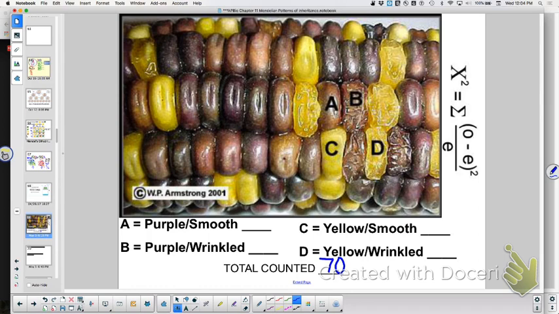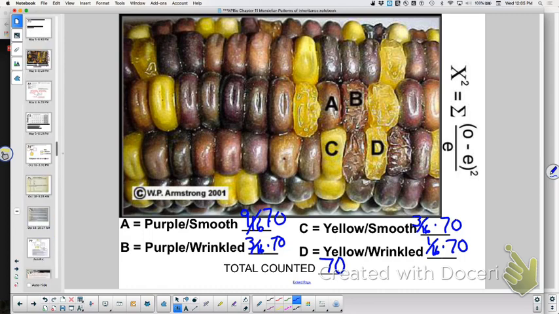So if this is a dihybrid cross because you have 4 different phenotypes showing, what would you expect here? 9/16 times 70, right? 3/16 times 70, 3/16 times 70, and okay, now you would then have to look at those and see what each one was, which I did for you.